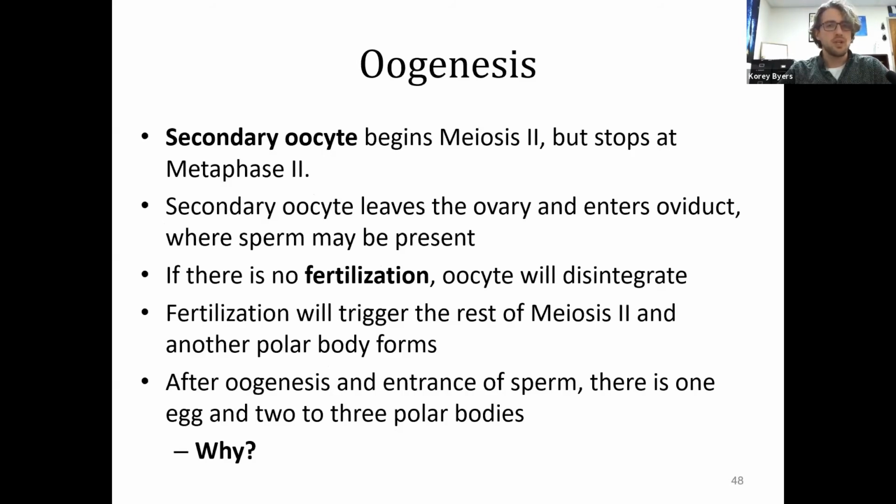Fertilization will trigger the rest of meiosis 2, and another polar body will form, and a zygote will also form from the combination of the chromosomes from the sperm and the chromosomes from the oocyte. After oogenesis and the entrance of sperm during fertilization, there's 1 egg and 2 or 3 polar bodies. We put Y on here to begin the conversation that those polar bodies are a place for those chromosomes to go. We still have to go through that reduction and division of meiosis to take those chromosomes and split them, and then to divide those sister chromatids.